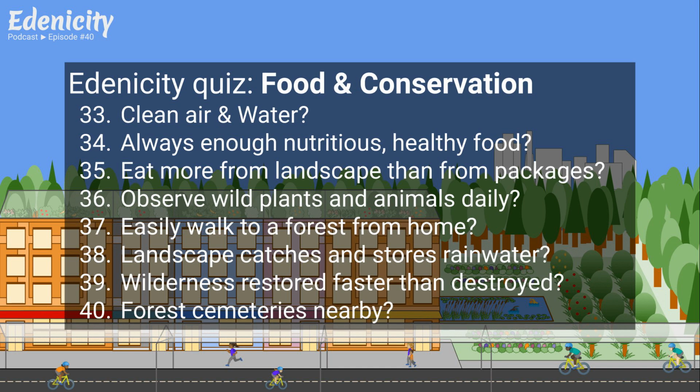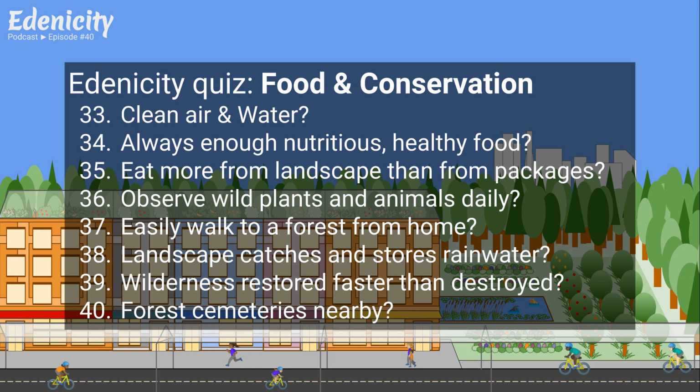Okay, our final 8 questions have to do with food and conservation. Ready? 33. Is the air and water in your neighborhood always clean? 34. Is there always enough nutritious, healthy food where you live? 35. Do you eat more from the landscape around you than you do from packages? 36. Do you encounter wild plants and animals daily? 37. Can you easily walk to a forest from home? 38. Does the landscape around you catch and store rainwater?